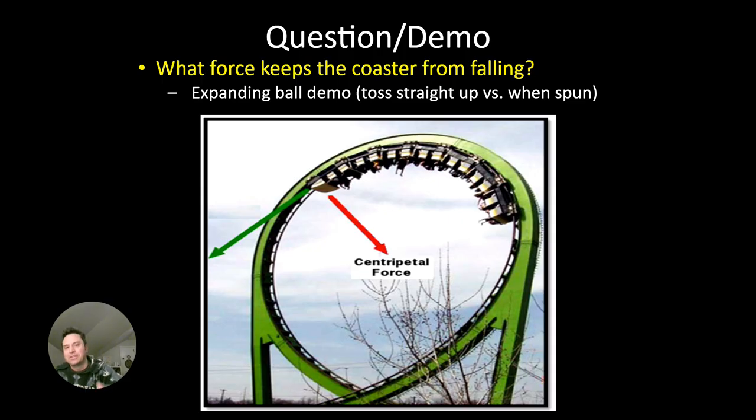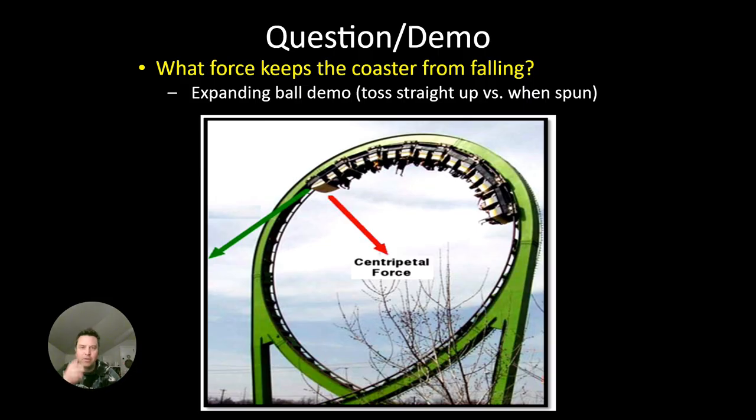Why does the roller coaster not keep falling off? Why doesn't it fall off when it's at the top of the loop? So what force keeps the coaster from falling? Centripetal force pushes it in a circle. It does not keep it from falling off.